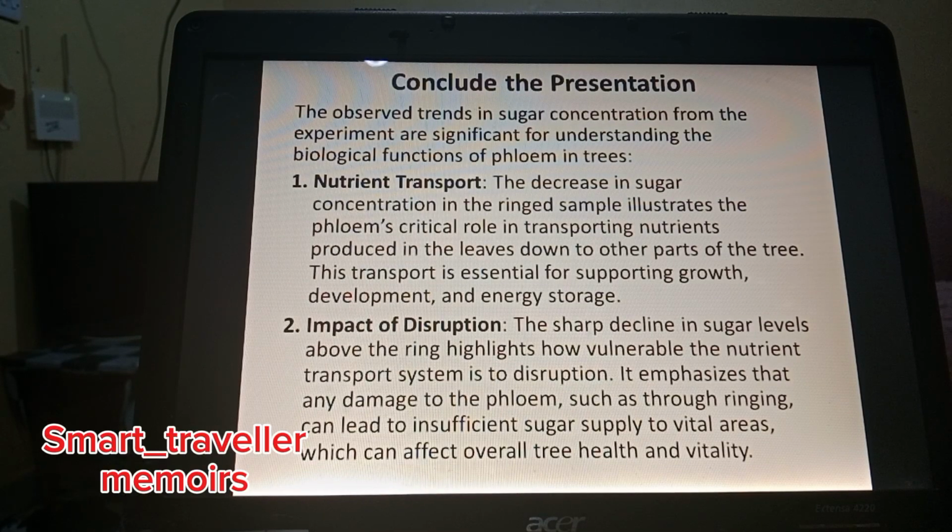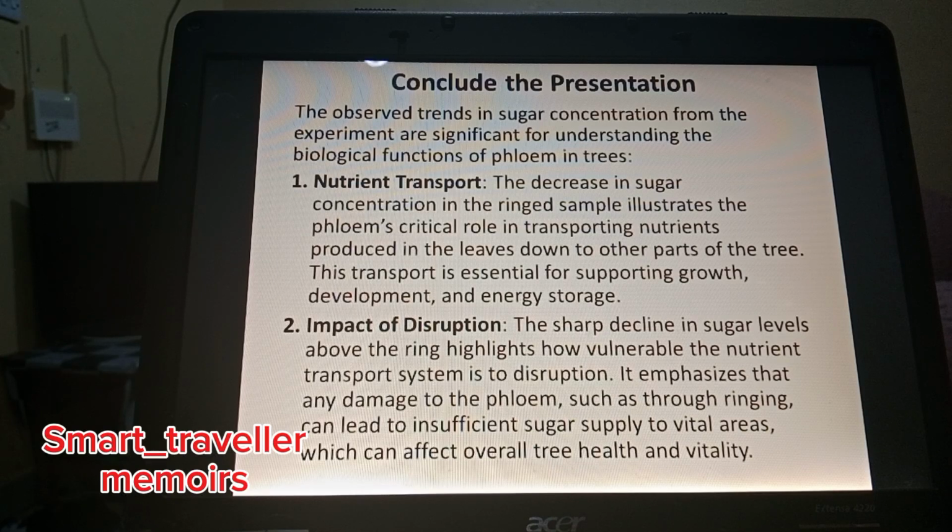To conclude the presentation, the observed trends in sugar concentration from the experiment are significant for understanding the biological functions of phloem in trees. Nutrient transport: the decrease in sugar concentration in the ringed sample illustrates the phloem's critical role in transporting nutrients produced in the leaves down to the other parts of the tree. This transport is essential for supporting growth, development, and energy storage.